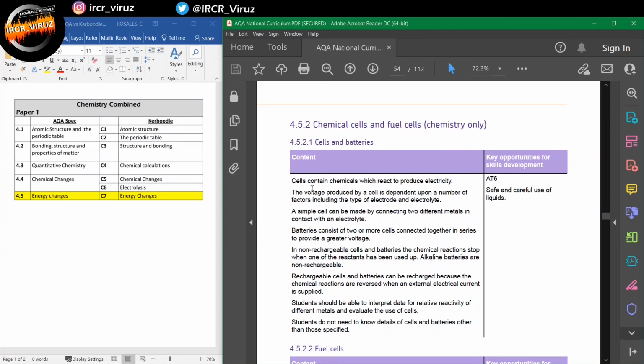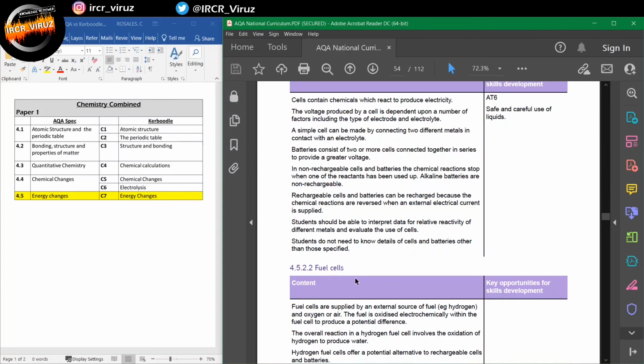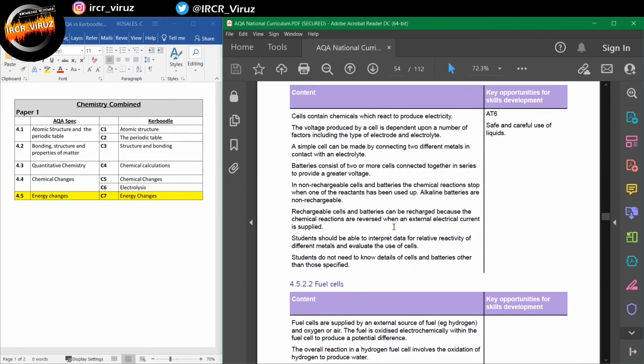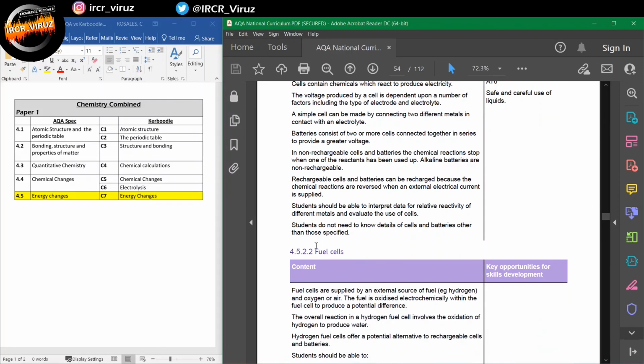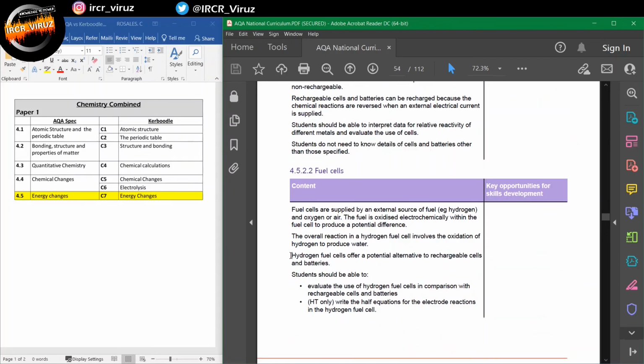Okay, talking about cells and batteries, it will talk to you also about rechargeable and non-rechargeable batteries. It's going to talk to you about hydrogen fuel cells as well. How does it work? What are the things that are given out? So this is cells and batteries, and then you've got fuel cells over here, and this is when we're talking about the hydrogen fuel cells. You might want to watch a couple of videos and get yourself a diagram and label it, that will help you understand how these work.